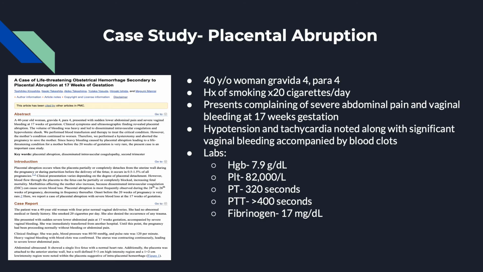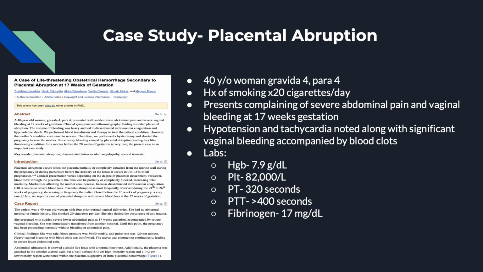So now that we understand the pathophysiology, diagnosis, and anesthetic management of placental abruption, we'll go ahead and review a case study to tie it all together. So here we have a 40-year-old woman, gravida 4 para 4, with a history of smoking about 20 cigarettes a day, and she presents complaining of severe abdominal pain and vaginal bleeding at about 17 weeks gestation.